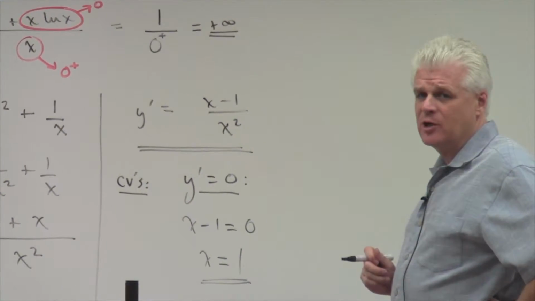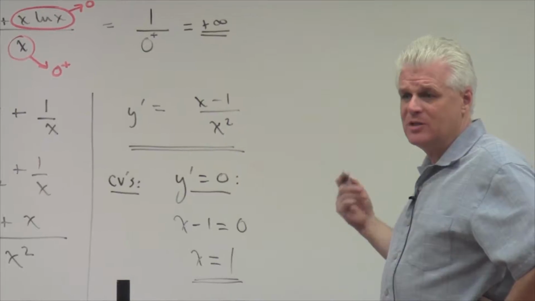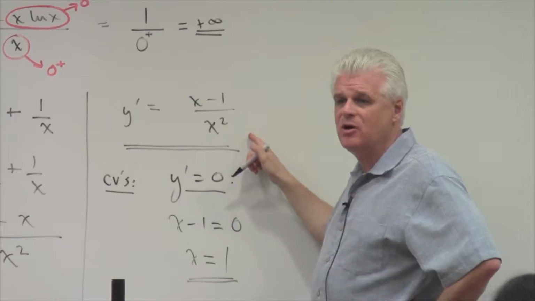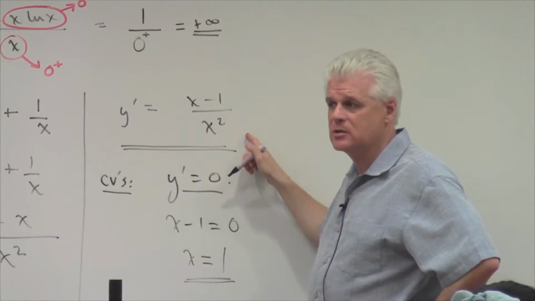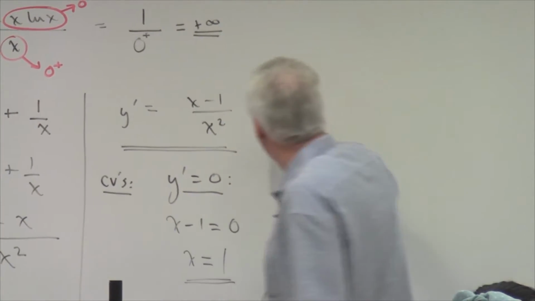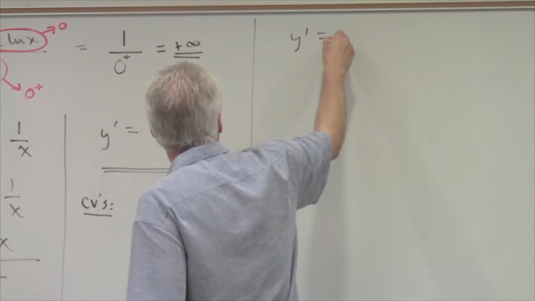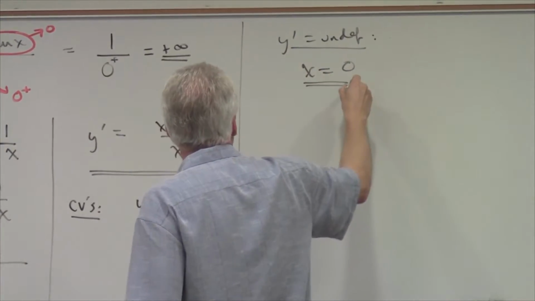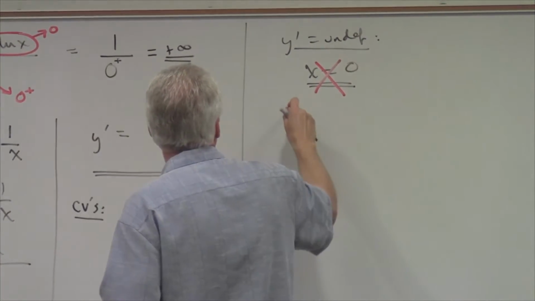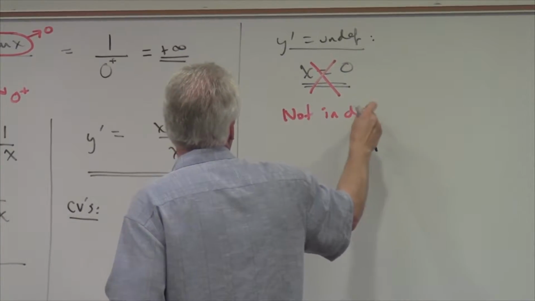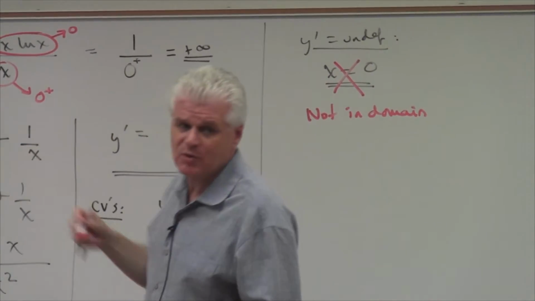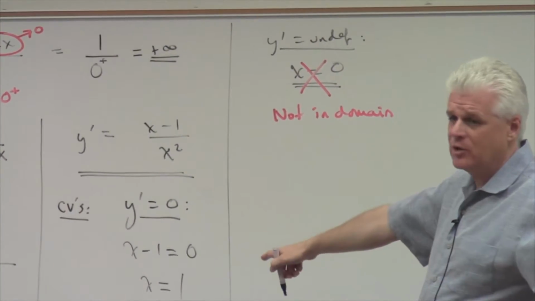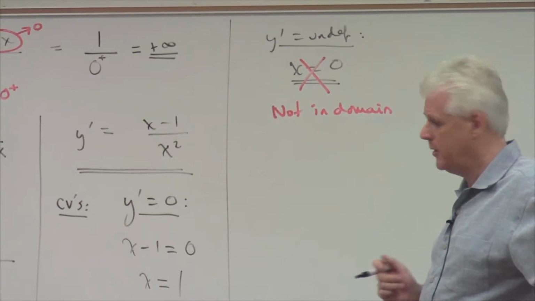There's also the possibility of a critical value because it's a fraction of where you divide by 0, right? Undefined. Where does that happen? 0, but that is not in our domain, so we throw it away. The other kind of critical value, y prime is undefined. There is such a place at x equals 0, but we throw it out. It's not in the domain. Remember, our domain starts at 0 but does not include it. So toss that one out. We only have one critical value worth looking at, 1.